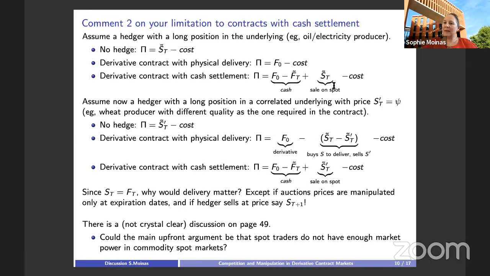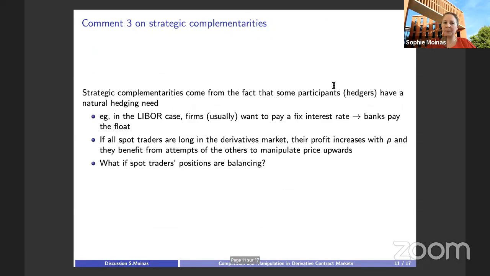So if you want to make this distinction, in particular if your application is what if the contract was cash settled relative to physical delivery, if you want to argue that this is the crucial point and not perfect competition, then you have to explain that better, straight ahead. Again, it's not a big deal, in the sense that there would be a way to circumvent that, but you need to clarify to convince people.